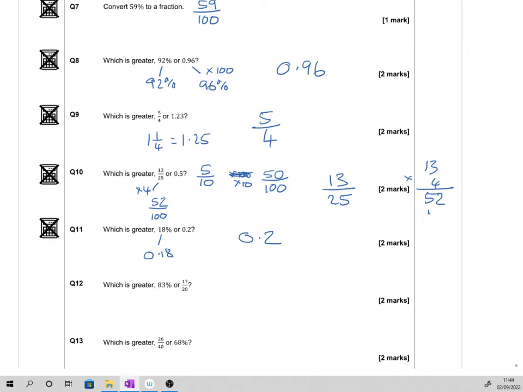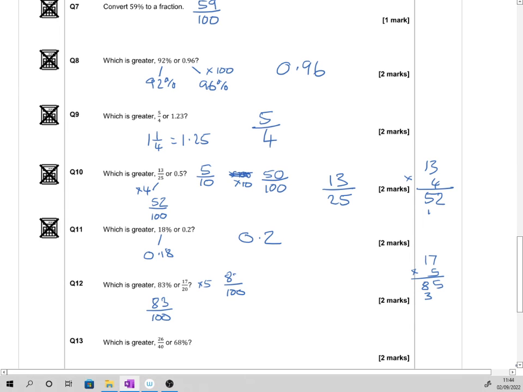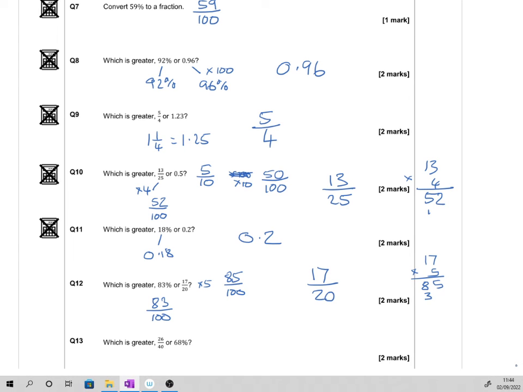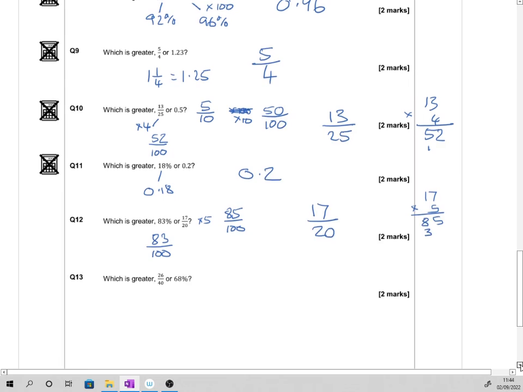83% or 17 over 20. Well, that is 83 over 100. This one, let's multiply by 5 to get that over 100. And 5 17s, don't know what that is. 5 times 17 is 85. So the greater one is 17 over 20. Always remember to put the answer as what they give you in the question, not your working out. Otherwise you won't get anything for it.